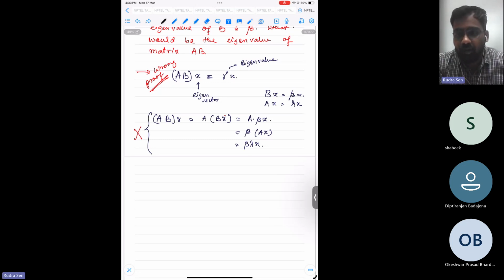Shabik, Diptiranjan, Okeshwar, do you have any kind of questions regarding this basic linear algebra?